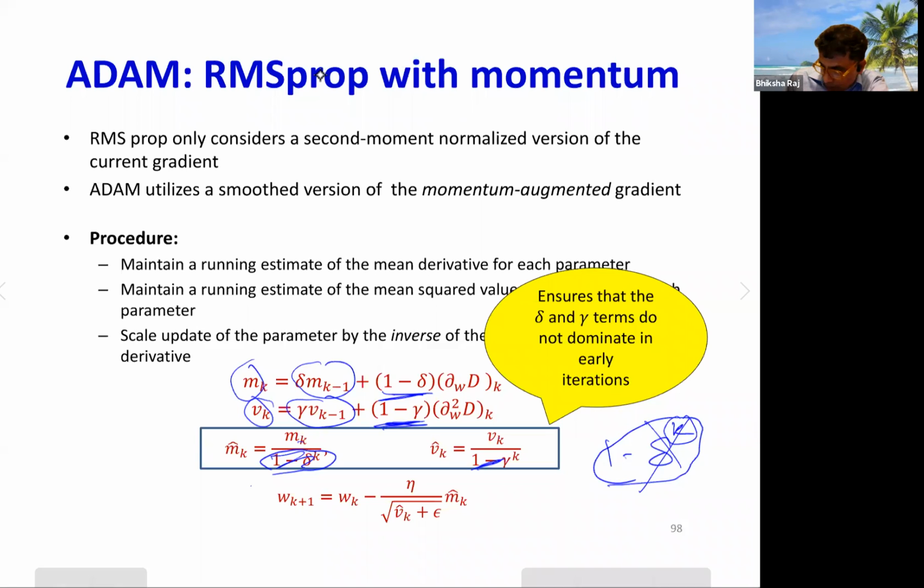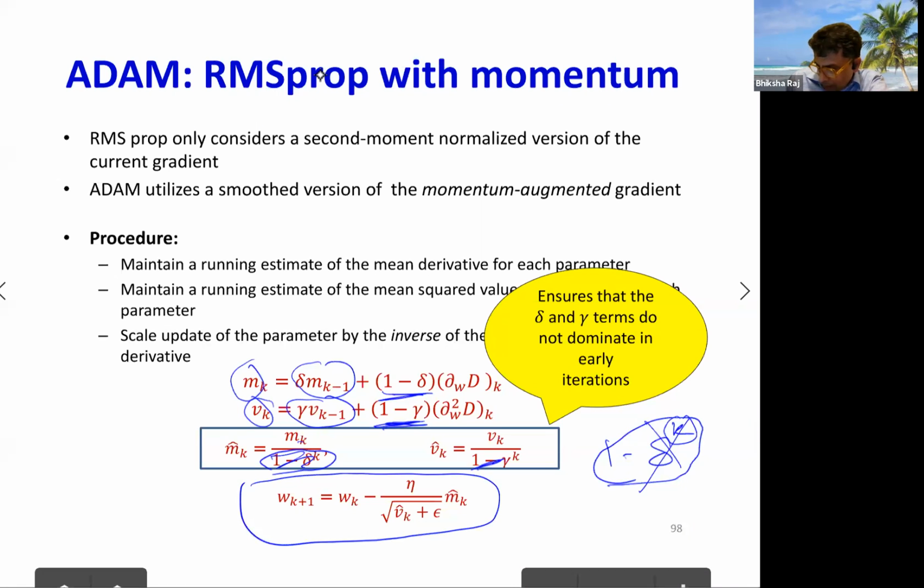The key point, of course, is to remember that the update is just like your standard SGD, except here you use the running average of the derivative, and you scale the learning rate down by the RMS value of the derivative.